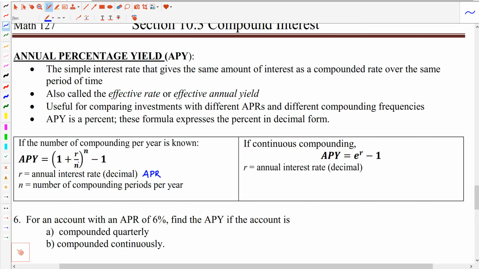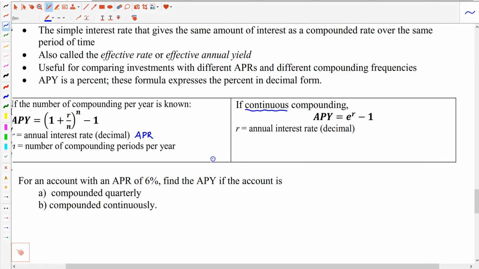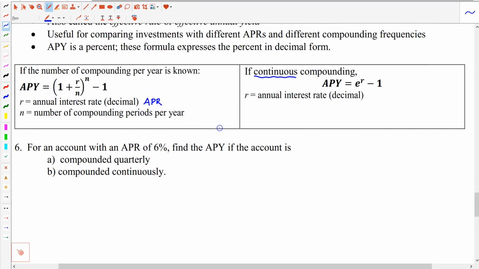Now, if the account is being compounded continuously, the APY is found by doing e^r − 1, where r is the annual interest rate expressed in its decimal form. So let's see an example of this formula being used. For an account with an APR of 6%, let's find the APY if the account was being compounded quarterly or if the account was being compounded continuously.